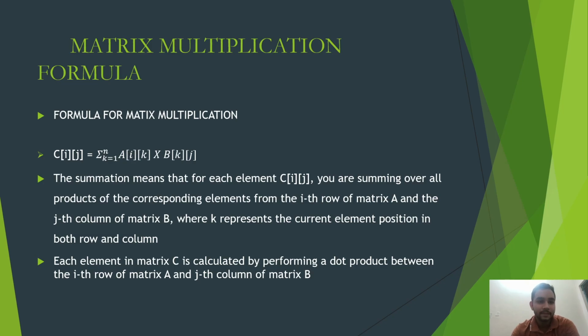What is the formula for matrix multiplication? Cij, the element of matrix C, is equal to the summation of Aik into Bkj, where k is from 1 to n.